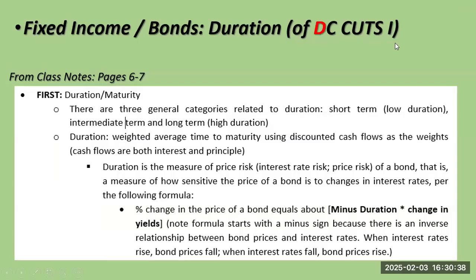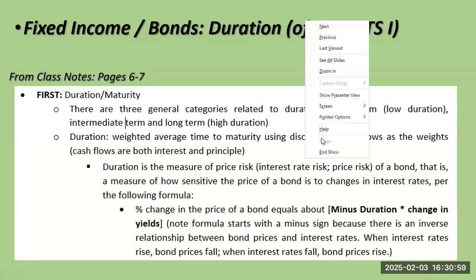So DC cuts I, I cannot think of anything else to add to that list. So I think it's a pretty good list. So let's start with duration. You probably know the term maturity. If you have a 20-year bond, it's going to mature in 20 years. But duration is a better measure of interest rate risk, and that's the key.